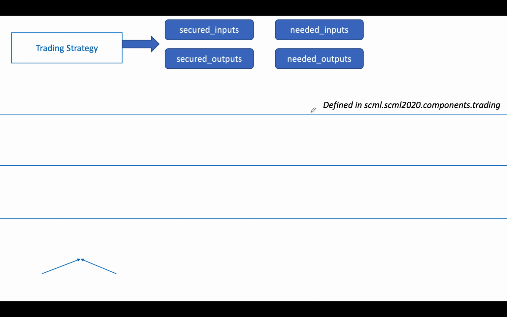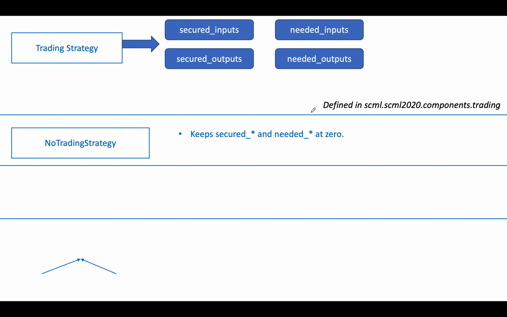Okay. What about the trading strategy? As we said, the trading strategy controls the overall strategy of the agent: what it wants to buy, what it wants to sell, and keeps track of how much of this is actually achieved. We implemented 3 trading strategies in the system.